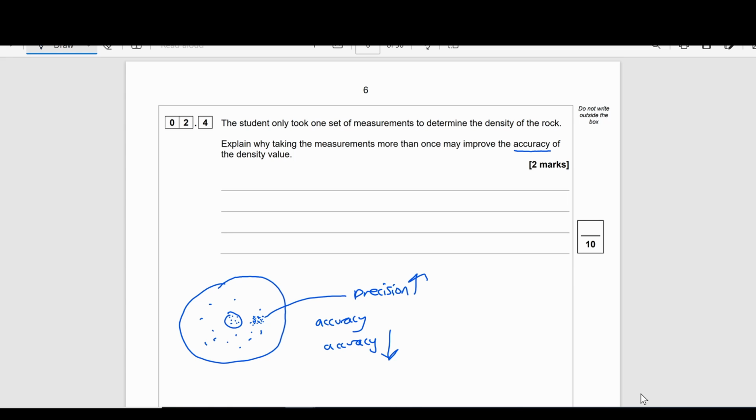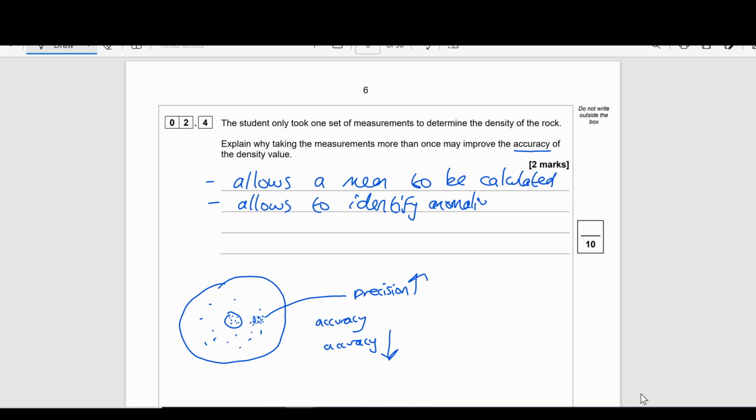So how are we going to ensure that our accuracy, our values that are supposed to be the true value, is going to be improved? Well, by taking it more than once, it allows a mean to be calculated. So really, this question is about your working scientifically skills. But what does a mean then allow you to do? It allows you to identify those values that don't fit the pattern and remove them. What do we call them? Anomalies. So it allows us to identify anomalies and remove them.